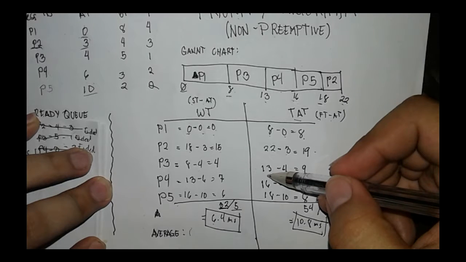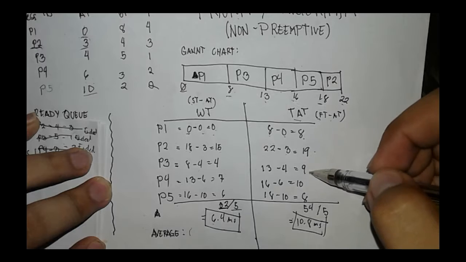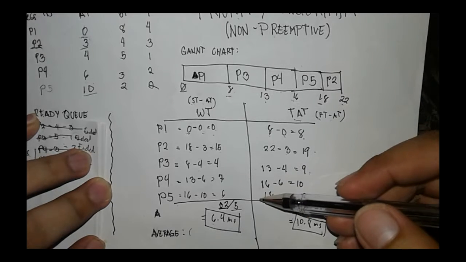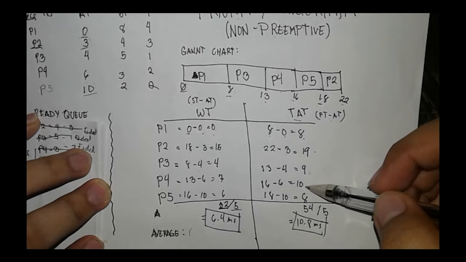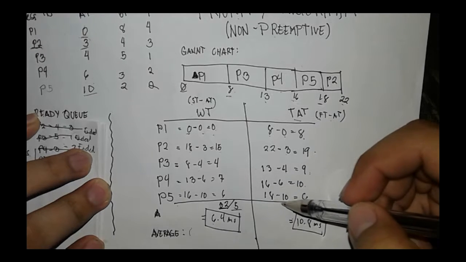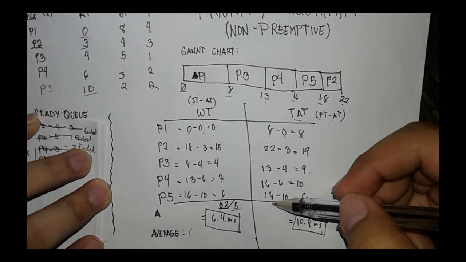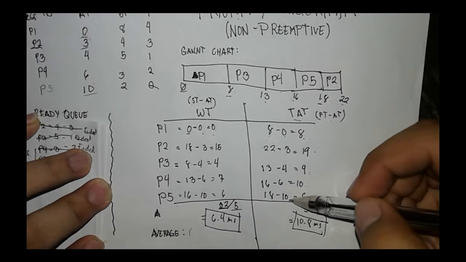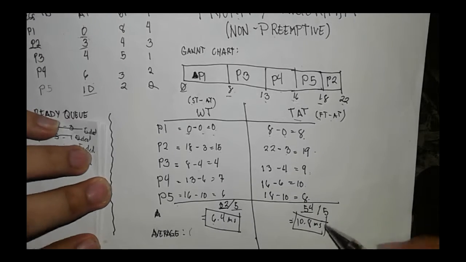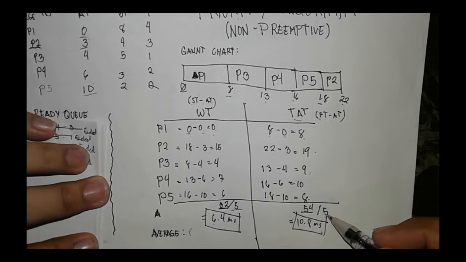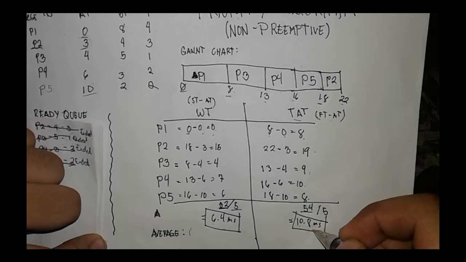P3 has a finish time of 13 minus its arrival time of 4, so we get 9. P4 has a finish time of 16 minus its arrival time of 6, so we get 10. For P5, the finish time is 18 minus the arrival time of 6, we get 12. The total we get is 54, divided by 5, so we get 10.8 ms.